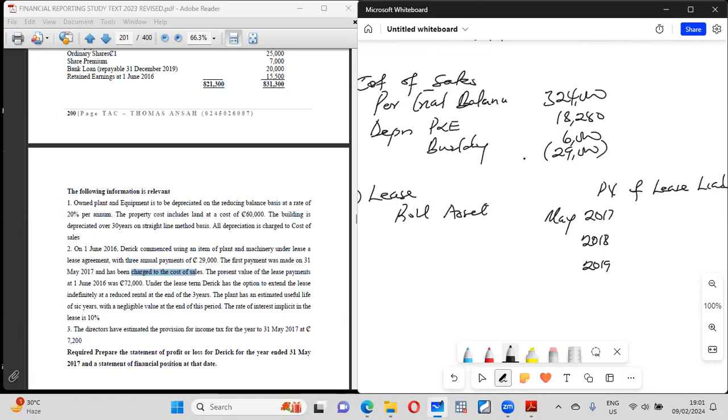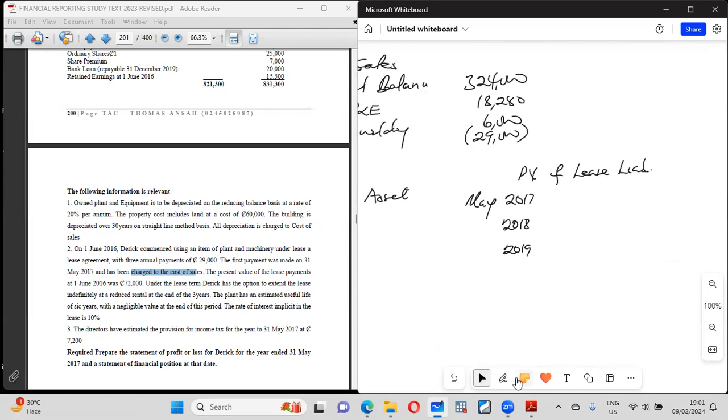I think that this one I didn't treat. Aha. So that is that. It's an error, so you have to reverse that error. Okay. So what will happen is that the first 29,000 will rather come here. So we have 29,000 for the first year.